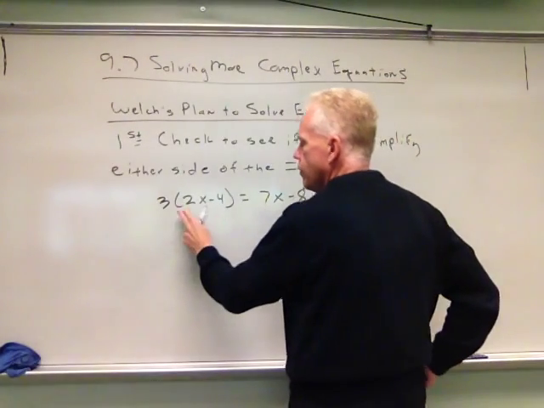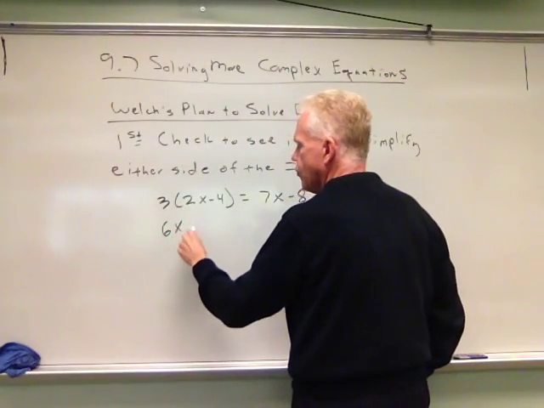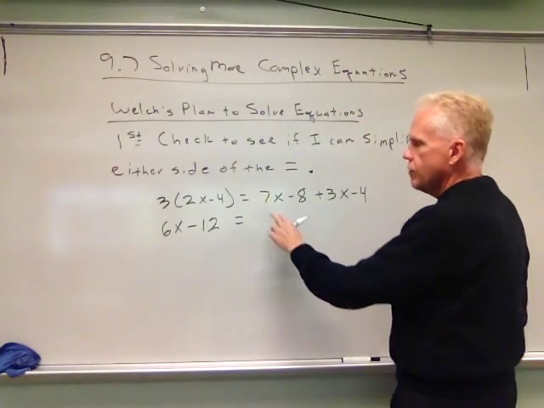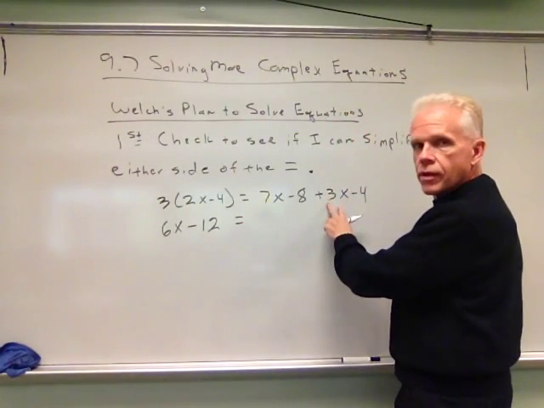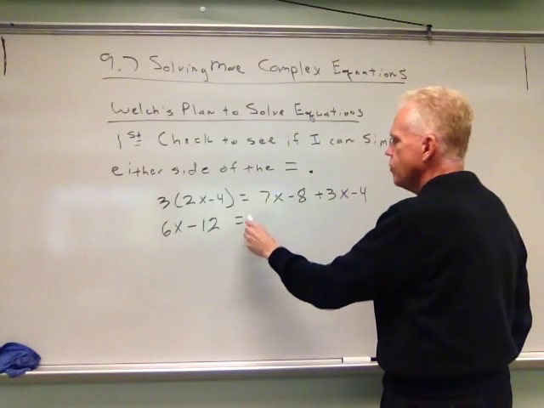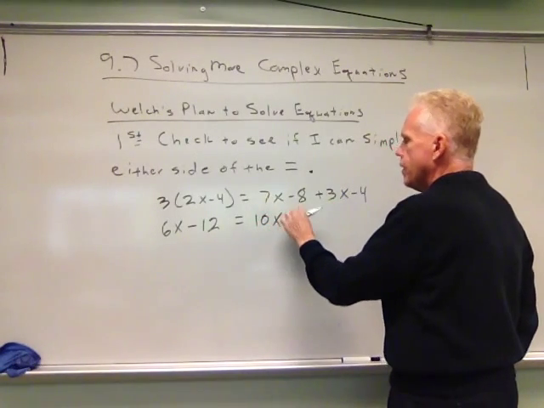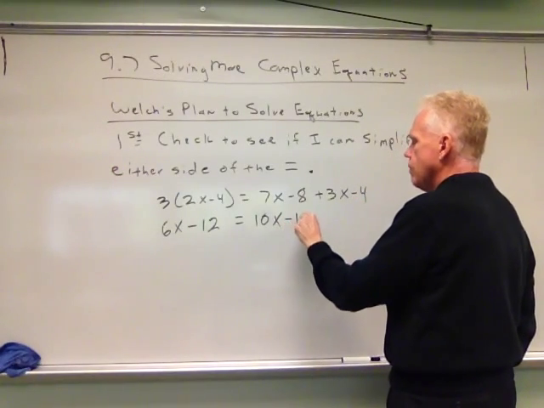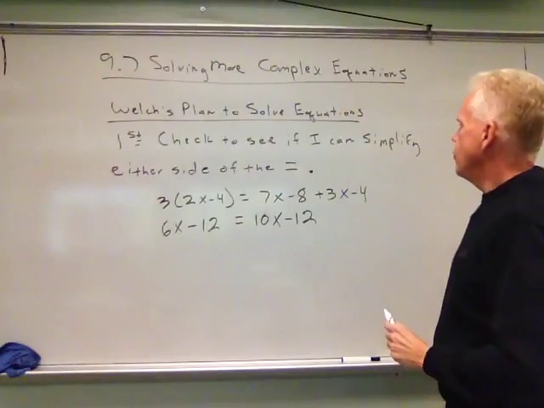When I simplify on this left side, I'll get 6x minus 12. And when I simplify on this right side, I'll take the 7x and the 3x and put those together as like terms, and I'll get 10x, and the negative 8 and the negative 4 give me a negative 12.